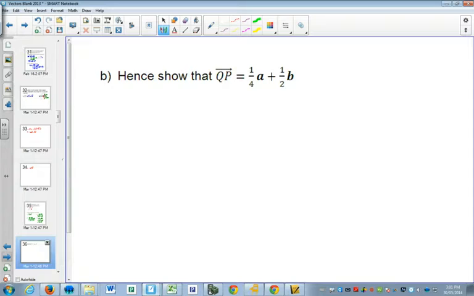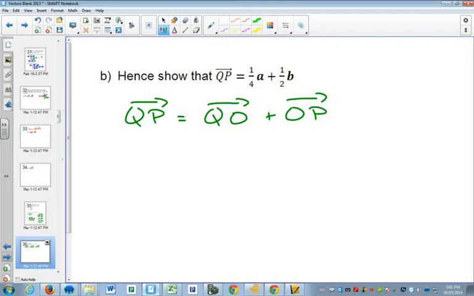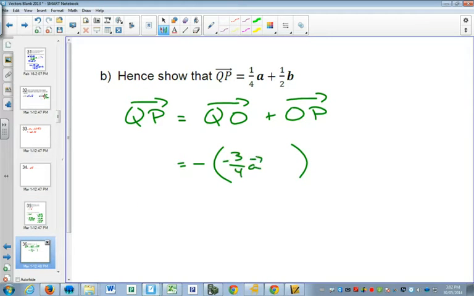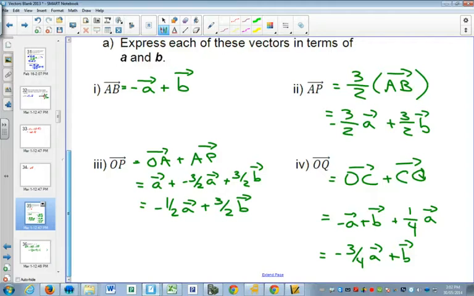Part B says, show that Q to P is 1/4 A plus 1/2 B. And so the position vectors that we already made, and as many position vectors as you can make, help you, because every time you make a position vector, you can go back to the origin and then go from that origin to another point. So since we already figured out what the position vector OQ is, you can now do negative OQ. From before, we had OQ was negative 3 quarters A plus B, and from before, we figured out that O to P was negative 1 half A plus 3 half B.